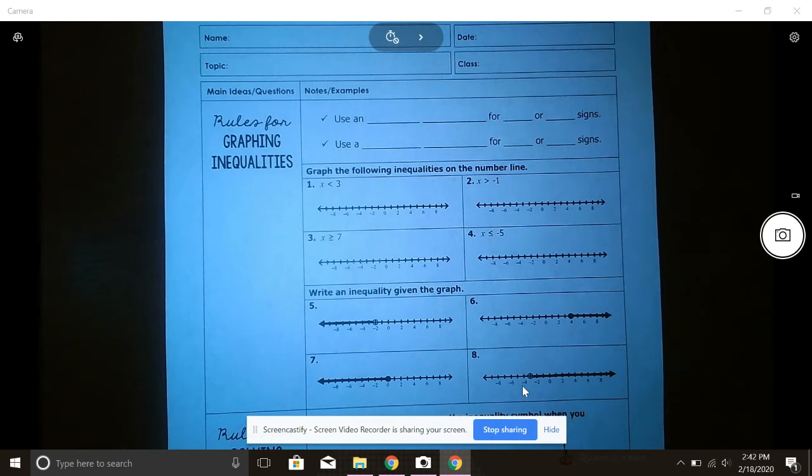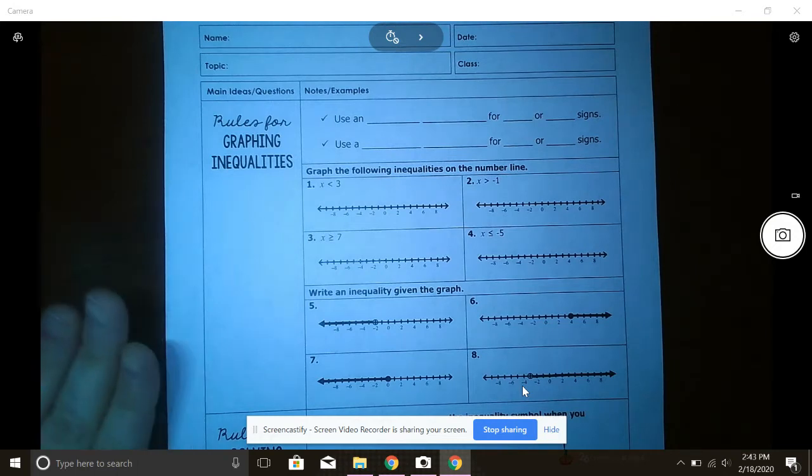Right, everybody, welcome to my video on how to graph inequalities. This is the first video in a series on how to solve inequalities. So let's talk about how to represent a solution on a number line with our graphing techniques.